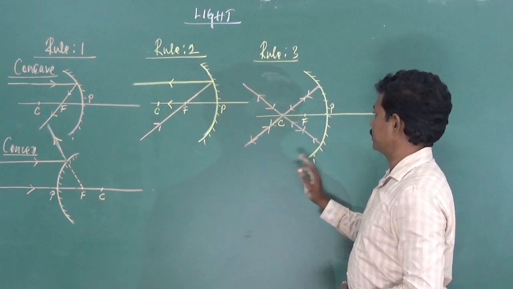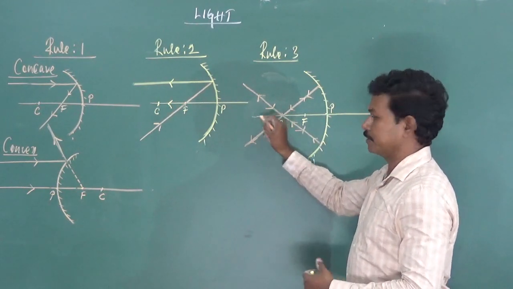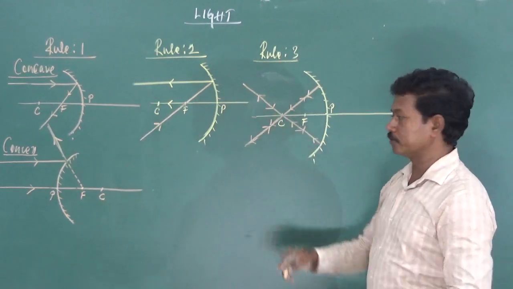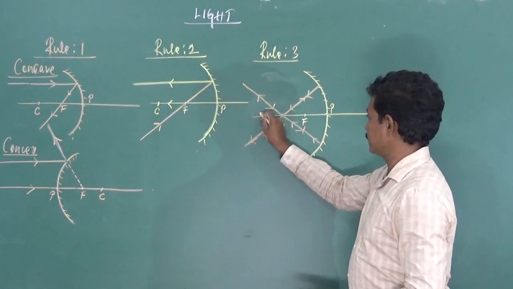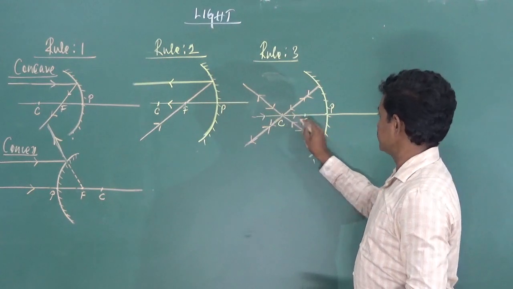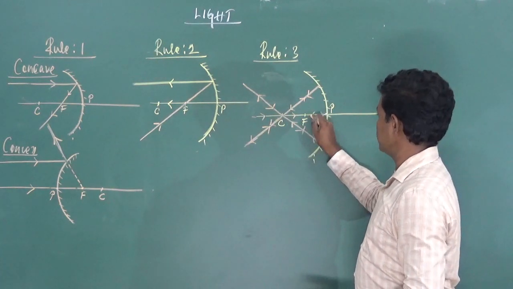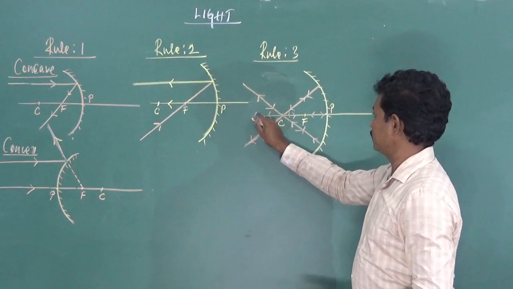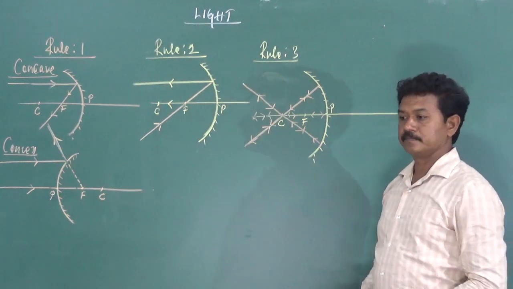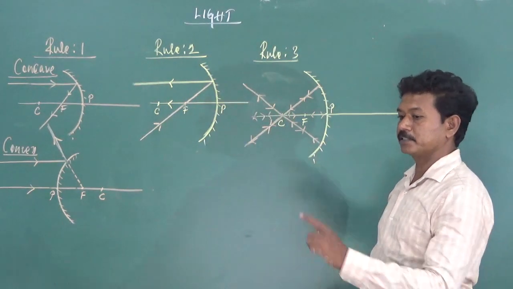It's very, very important. Now, same thing, I will include this in rule 3 itself. If a light ray is traveling along the principal axis, it hits the pole of the mirror and again travels back in the same medium. Two things happen in the same manner.